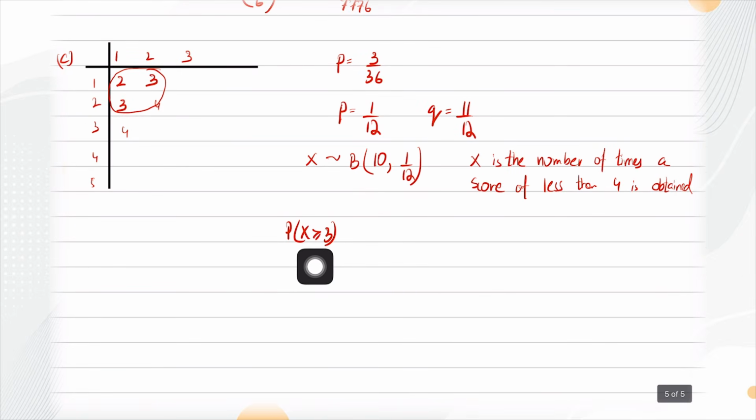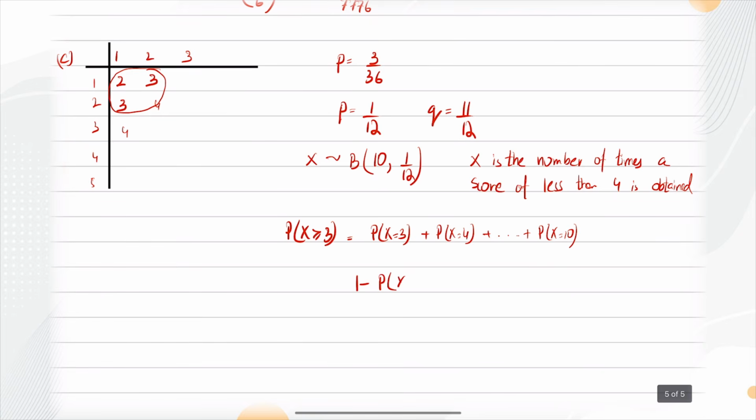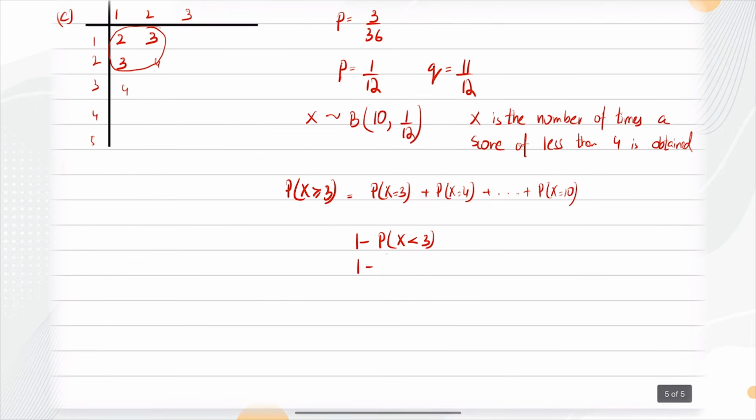That means we need to calculate that he obtains a total of less than 4 on 3 or more throws from a total of 10. Okay. So that obviously is not a good idea, because that means we calculate the probability of x equal to 3, x equal to 4, and then take this all the way to 10, which, like I said, is not a good idea. But a better idea is this: we do 1 minus the probability of x less than 3. Okay, and what are we going to include in less than 3? We're going to include the probability that x is equal to 0, plus the probability that x equals 1, plus the probability that x equals 2.